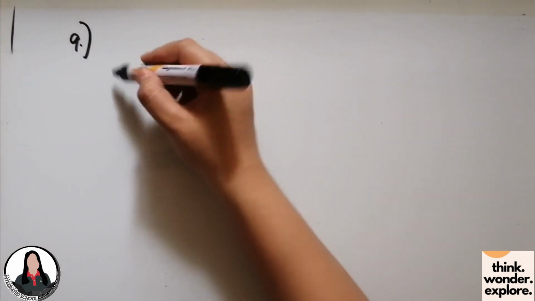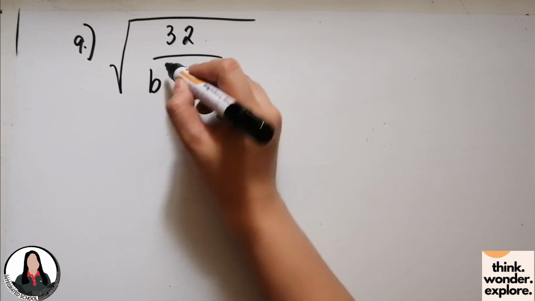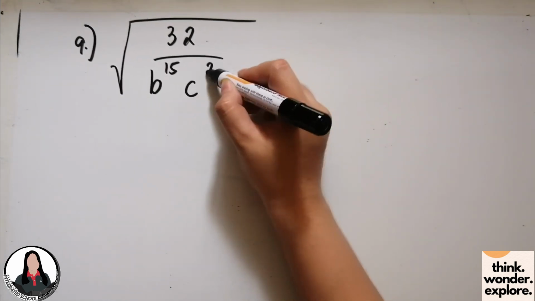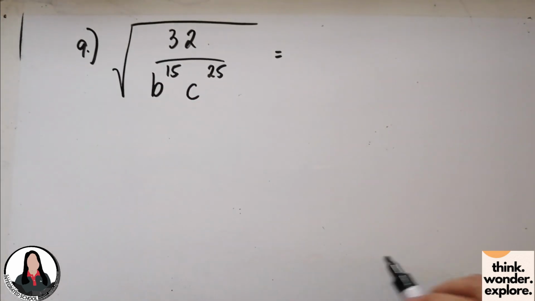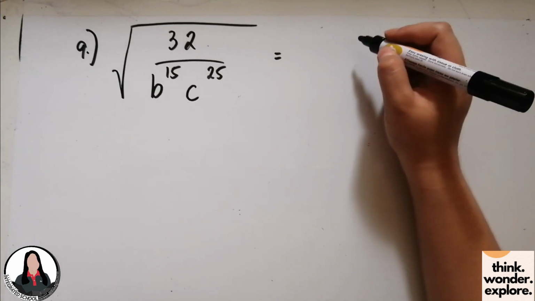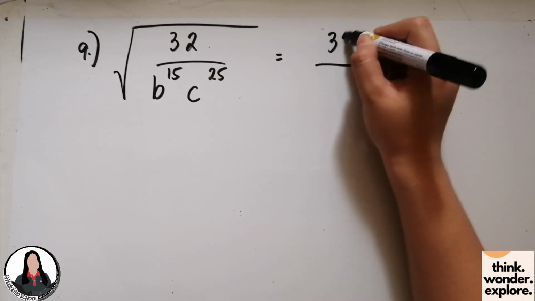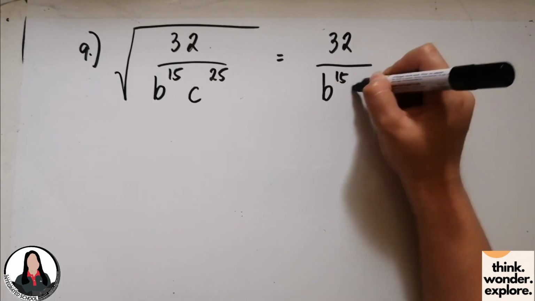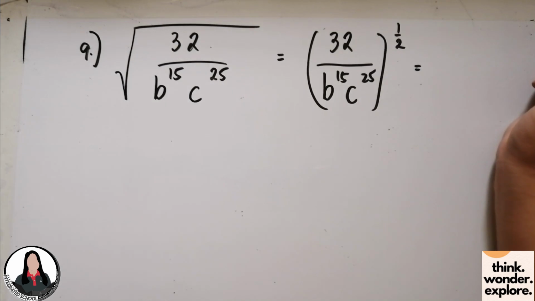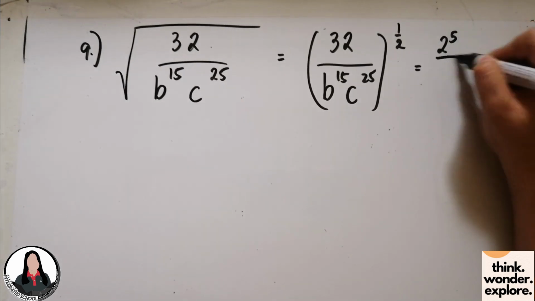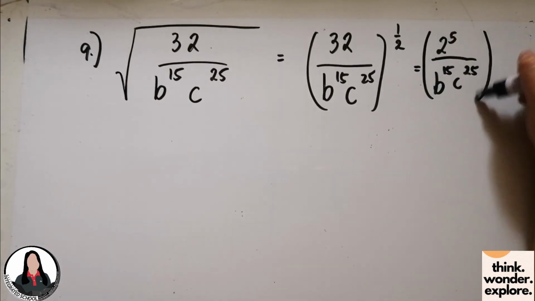Okay, so for number 9, we have the square root of 32 all over b raised to 15 c raised to 25. Para dito, since wala tayong index, automatic ang ating exponent, ang denominator niya ay 2. Rewrite natin siya. So, become 32 b raised to 15 c raised to 25 quantity raised to 1/2. Ang 32 is a perfect fifth root. So, pwede natin isulat as 2 raised to 5 all over b raised to 15 c raised to 25. And then raised to 1/2.